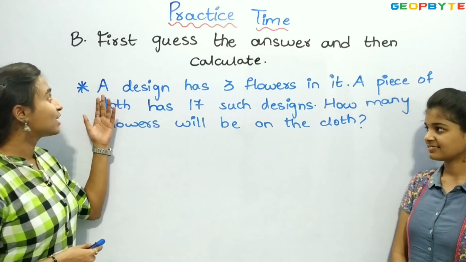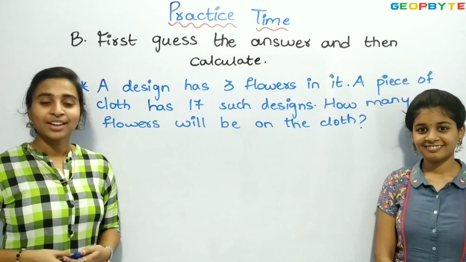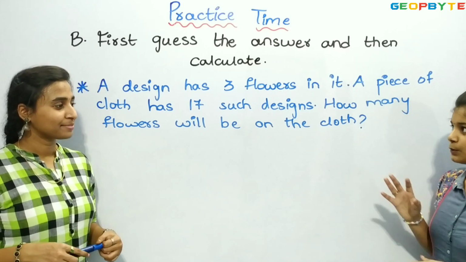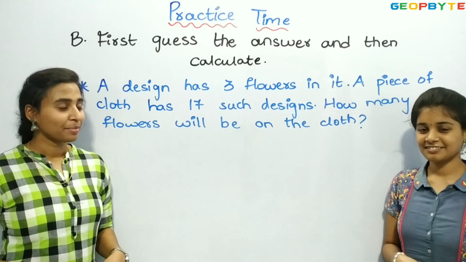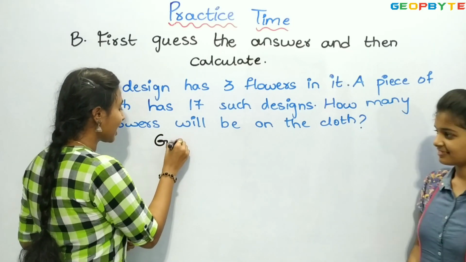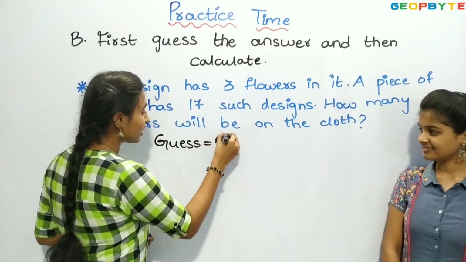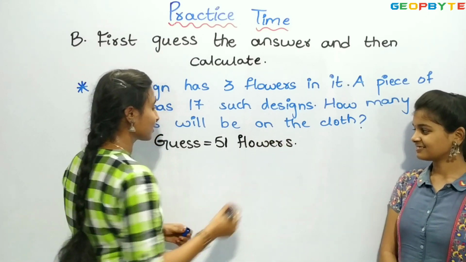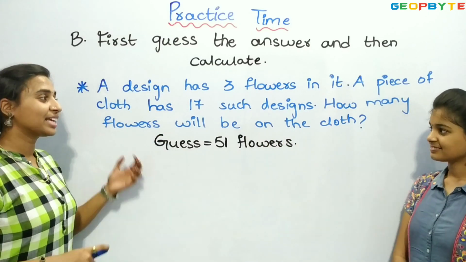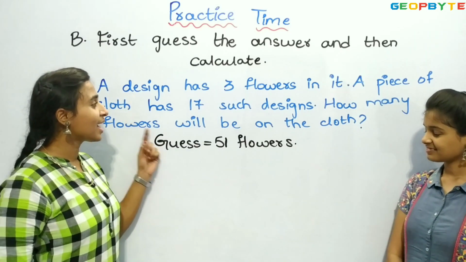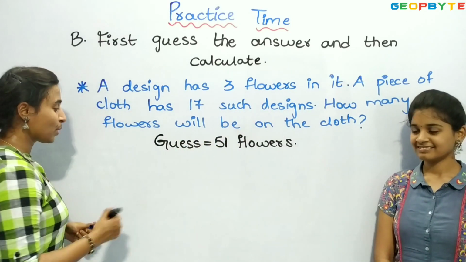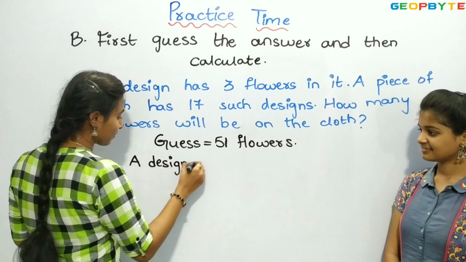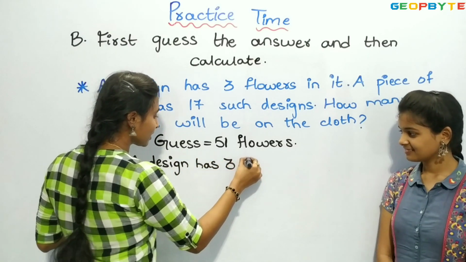So children, it is given that first we need to guess. So how many flowers would be on the cloth? I guess it would be 51 flowers. Okay, let us write our guess as 51 flowers. So children, let us write the given information first. A design has 3 flowers in it. So, a design has 3 flowers.